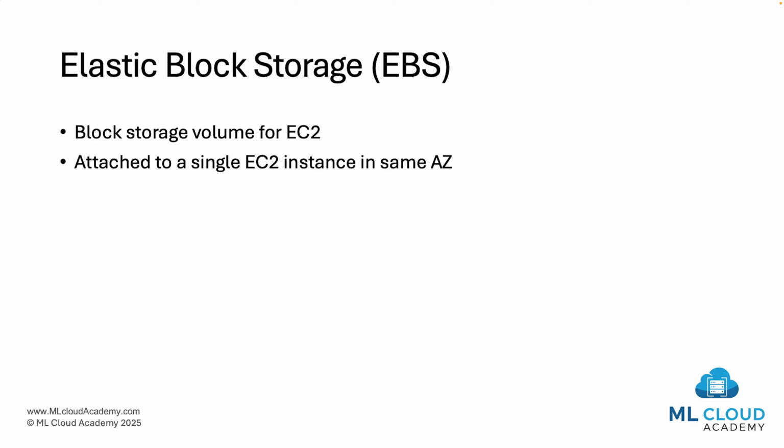It is attached to a single EC2 instance in the same availability zone. So each EBS volume can be attached to only one EC2 instance at a time, making it ideal for dedicated workloads like a database server.